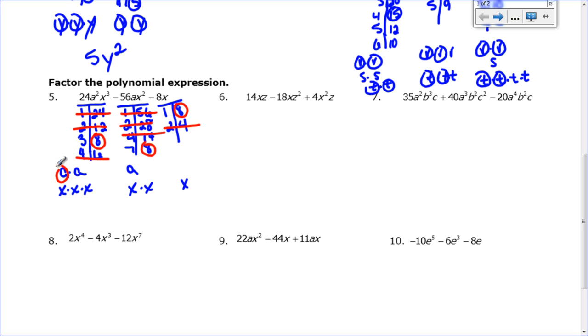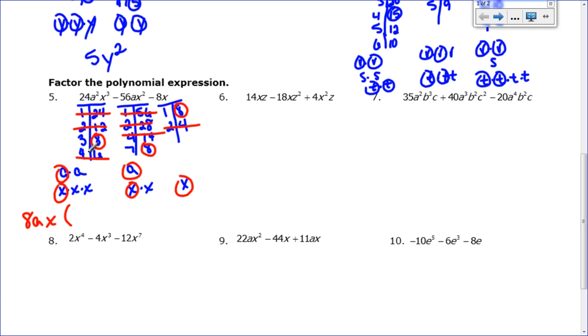Then I will start with my A's. I'll circle what I can. And then don't cross off the rest. So the stuff that is circled is my greatest common factor. So my greatest common factor is 8ax. So I'm going to take out an 8ax. The stuff that isn't circled or crossed off is what remains after I take the 8 and the a and the x out of that term.